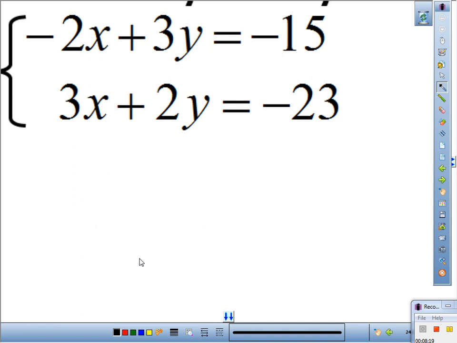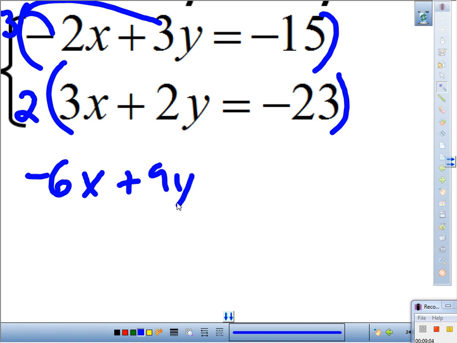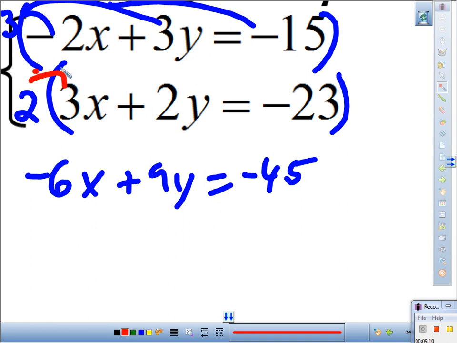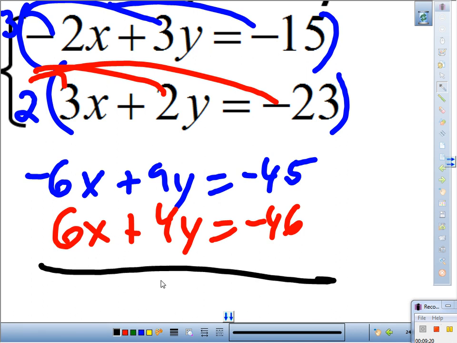If we have a common denominator, one of them negative, one of them positive, could we eliminate that? Yes. So what would be a common denominator? 6. So to make this into a -6, I multiply times what? 3. And this one times what? This one's already negative, so this one times 2. So watch. 3 times -2 is -6x. 3 times 3, that's 9y. And 3 times -15 is -45. Are we there? Now look at this one. That's 6x plus 4y equals -46. Can we eliminate from there? Yes. Everybody see that?